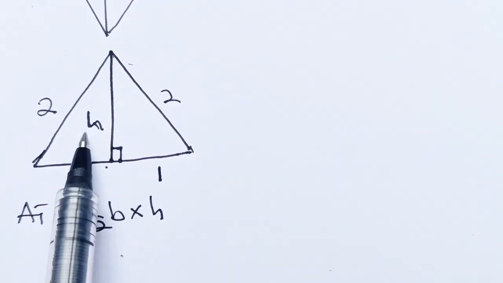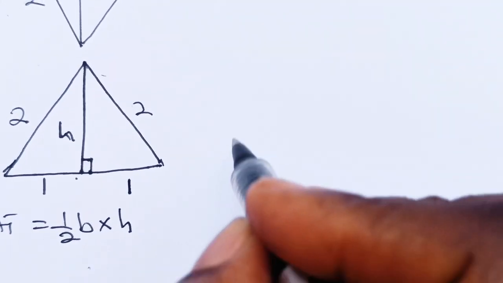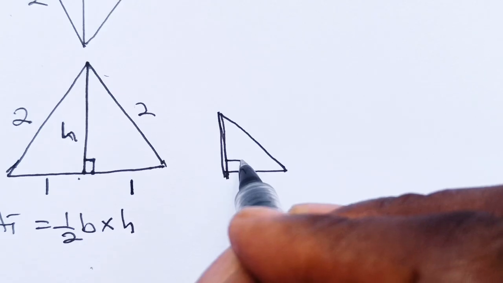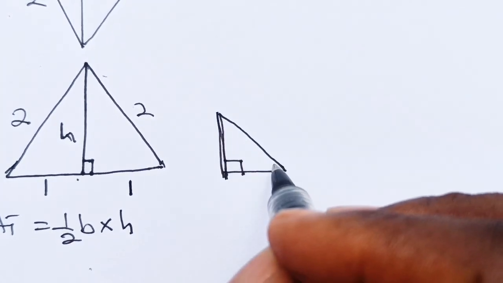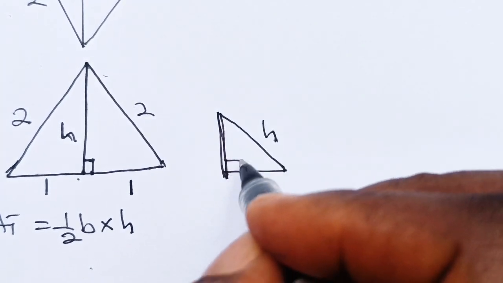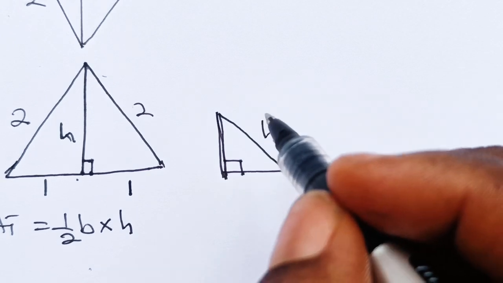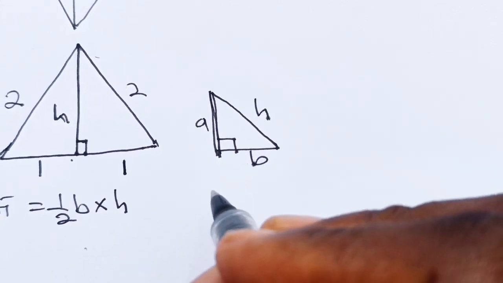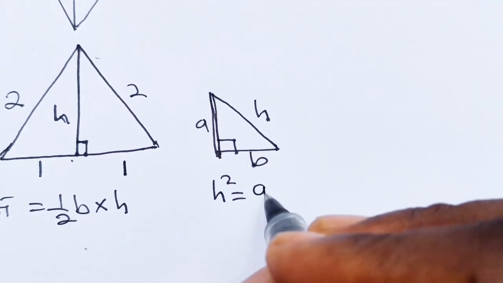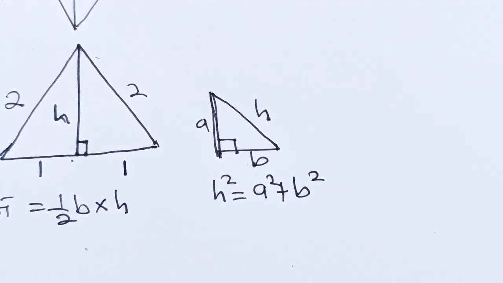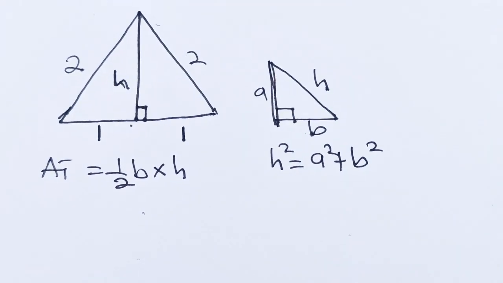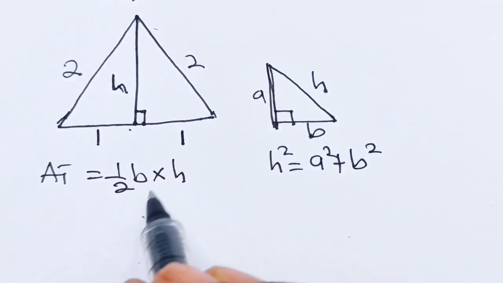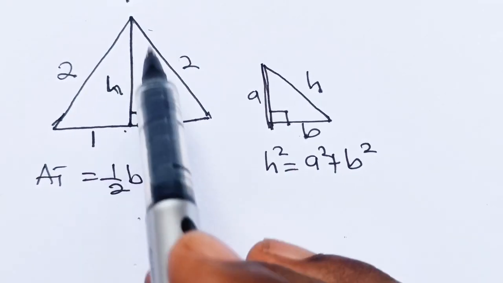Now we are going to apply the Pythagoras theorem. Remember the Pythagoras theorem? It states that if you have a right angle triangle, this side, which is the longest side, or the side facing the right angle, is our hypotenuse. Let's call the other sides a and b. Now, according to Pythagoras, h squared is equal to a squared plus b squared. Okay, all right, now the area of this triangle should be half base times height. Now let's get h using this.